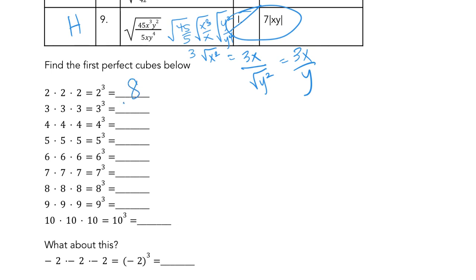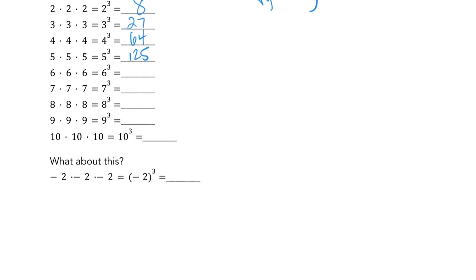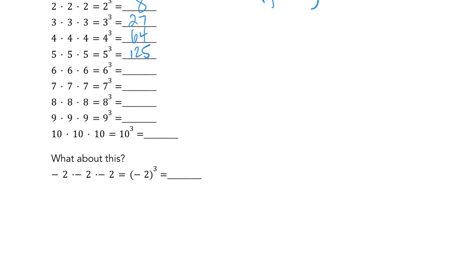3 times 3 times 3 is 27. 4 times 4 times 4 is 64. 5 cubed is 125. So you should start getting used to these perfect cubes. I know probably you are not quite as adept as with square roots, but that's why we're practicing. 6 cubed is 216, 7 cubed is 343, 8 cubed is 512, 9 cubed is 729, and 10 cubed is 1,000.